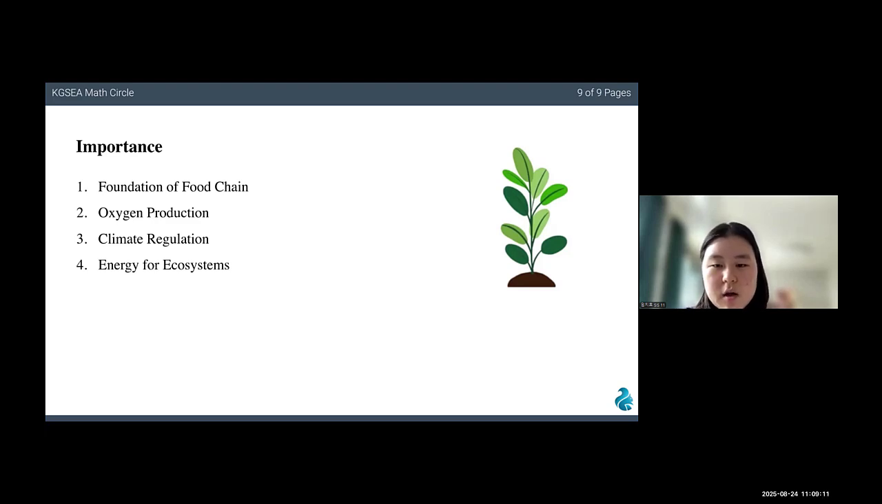In conclusion, photosynthesis is not just a plant process. It is the foundation of life on Earth, providing food, energy, oxygen, and climate stability. Without it, neither humans nor most organisms could survive.